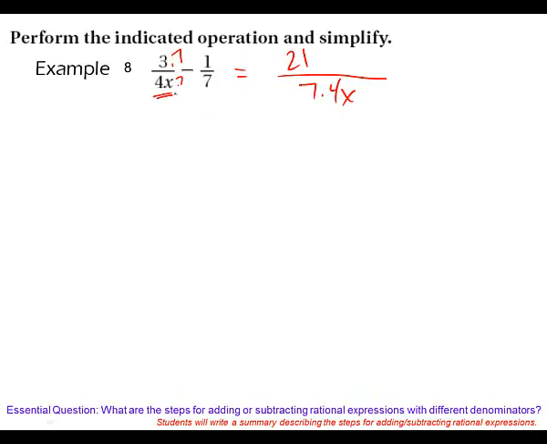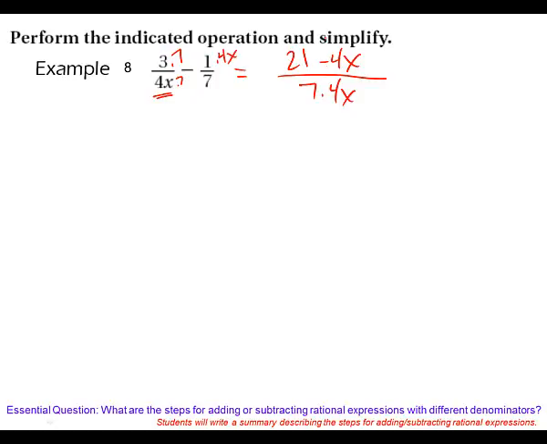21. Do I really need to worry about multiplying the bottom? No, I'm never going to write that down again. I'm only going to multiply the top, because the bottom we took care of already. What's missing in this second denominator? 4x. So I multiply the top by 4x, and I get negative 4x.